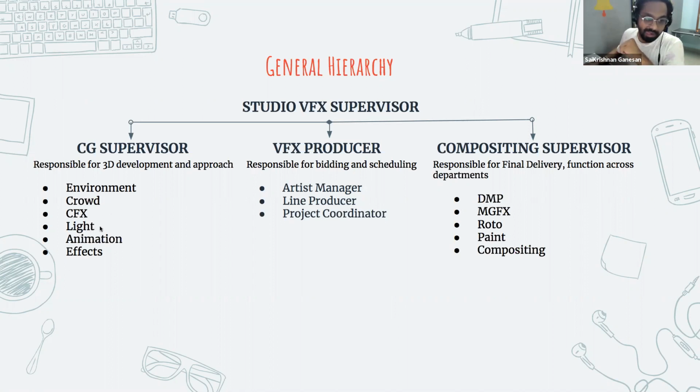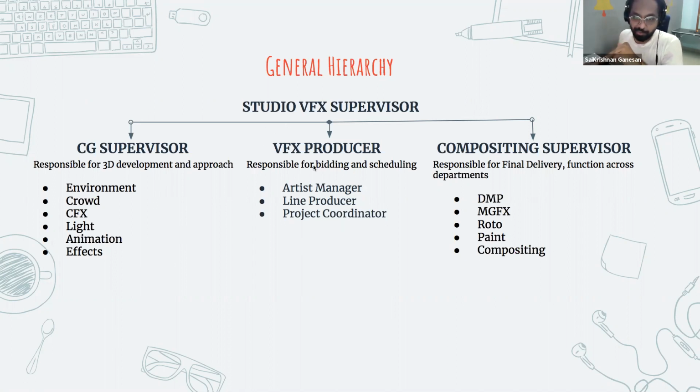And we have lighting. Again, it comes under CG supervisor, and we have animation and effects. Even though all of these have their individual supervisors, they all report to the CG supervisor. So the CG supervisor will work with all these department supervisors to get the work done on CG.